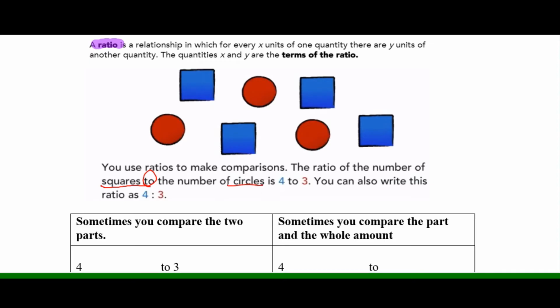So the squares is going to go with the first term of the ratio, which is the 4. And then 2 is obviously the same 2 that's here. And then the second one is going to be circles. Remember, order is important. You can also write this as 4 colon. So there are different ways you can write ratios. You can use a colon, you can use "to," or you can write it as a fraction.